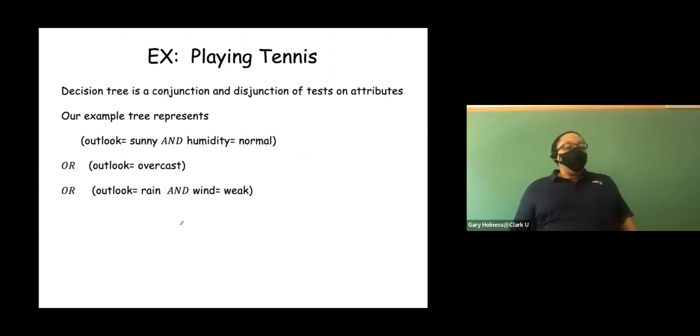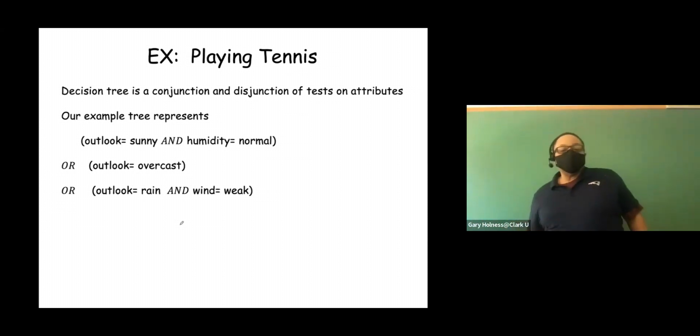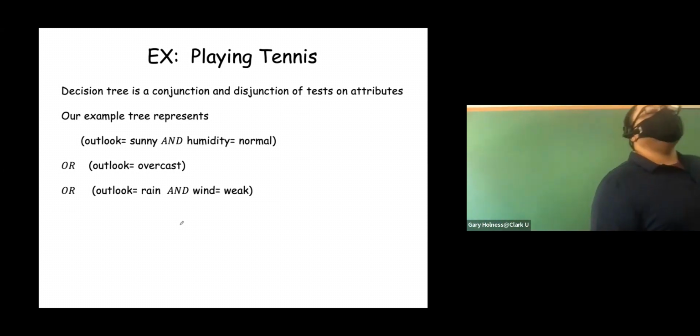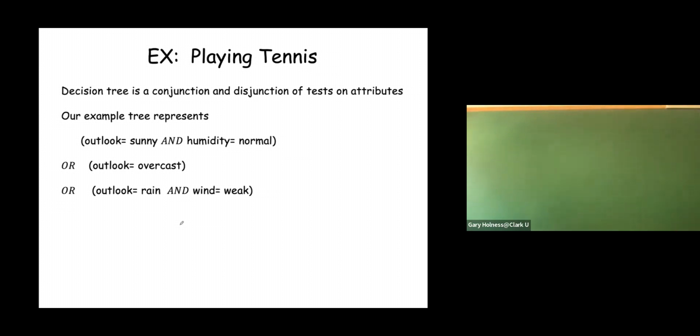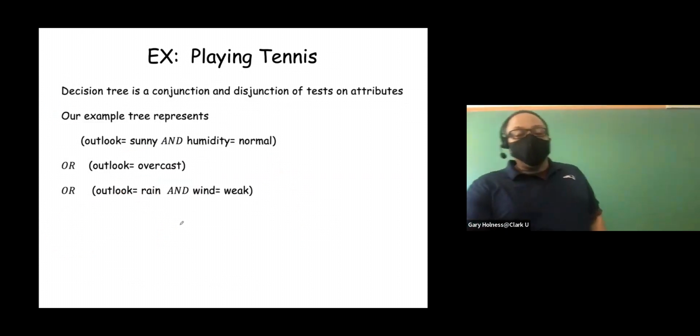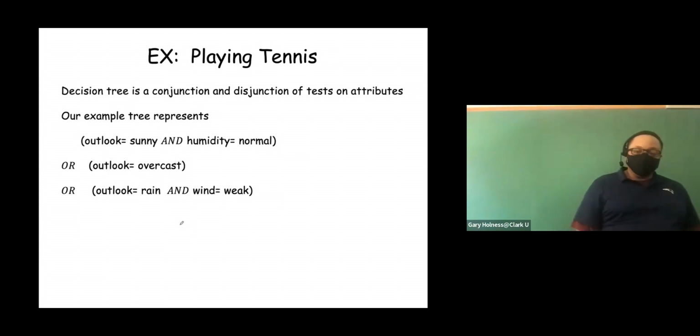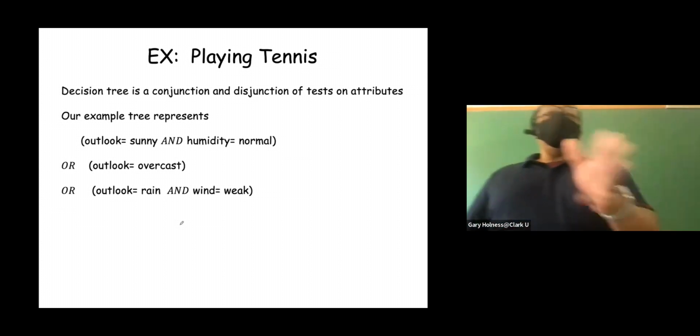If that's true, or the outlook is overcast, if that's true, or if the outlook is rainy and the wind speed is weak, then this logical expression directly describes the scheme that you employ prescribed by this particular tree that was induced from the data or built from the data. Does that make sense? Whether you interpret it directly from the graph data structure or tree, or you find a logical expression that encodes the equivalent structure of the tree, now you can read off what happens.